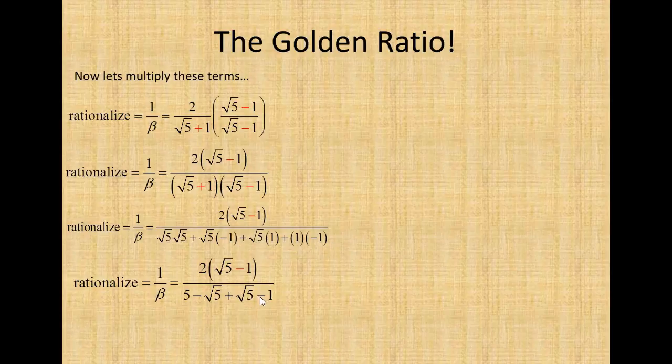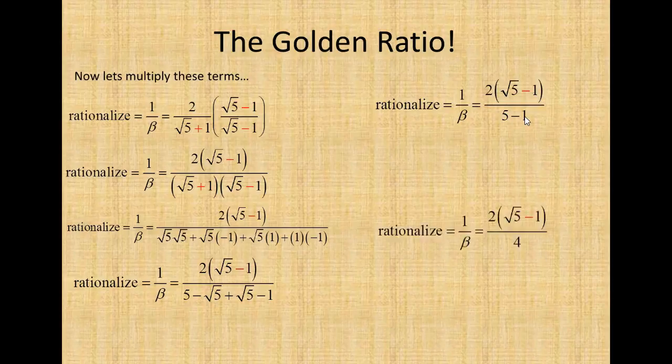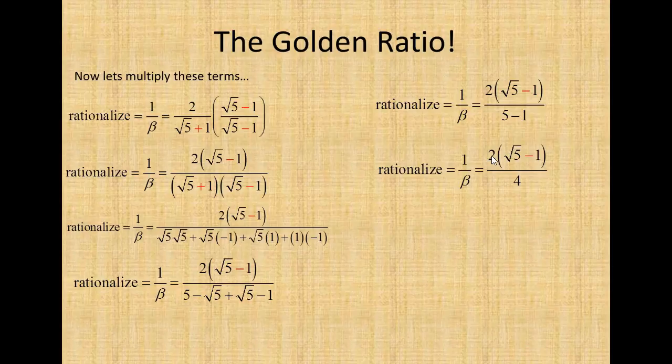And 1 times minus 1 is minus 1. And if we add these together, the square roots cancel. And we get 2 times square root of 5 minus 1 in the numerator, and 5 minus 1 in the denominator, which is 4. And then 2 goes into 4 2 times.